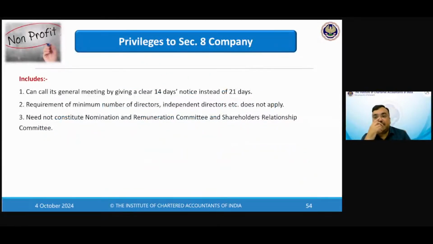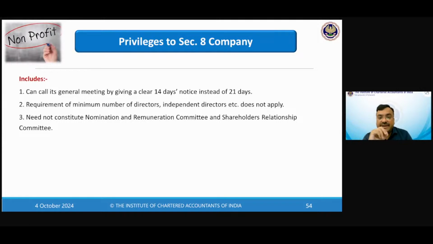Benefits for section 8 companies. There are some benefits or privileges for section 8 companies. They are an inclusive list. They can call its general meeting by giving a clear 14 days notice instead of 21 days notice. General company के लिए होता है 21 दिन clear days notice, but in this case the company registered under the section 8, the meeting can be called by giving a clear 14 days notice.